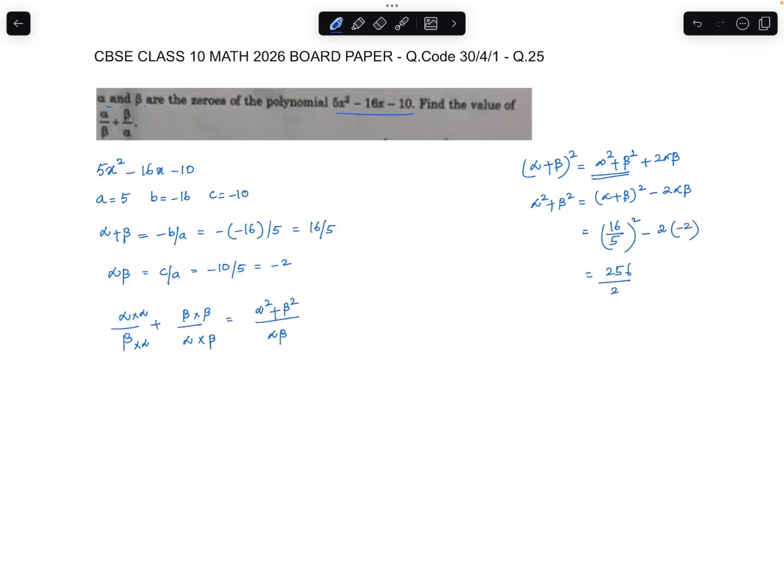256 upon 25 plus 4. On taking the LCM, we get 256 plus 100 upon 25, which is 356 upon 25. In the place of alpha square plus beta square, we can write 356 upon 25 by alpha beta, which is minus 2, which is equal to 356 upon 25 into minus 2, which is minus 178 upon 25.